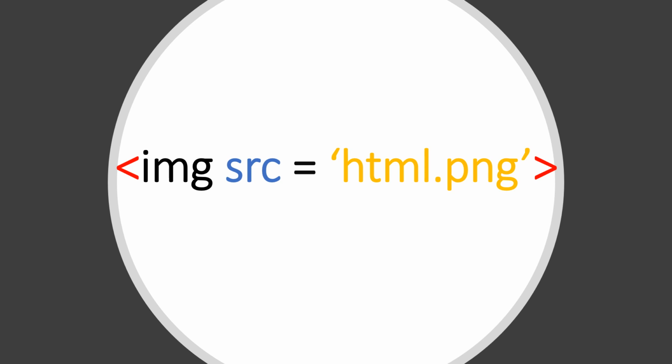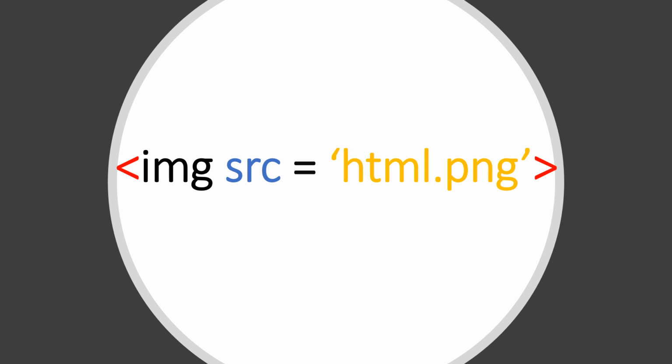For example, if you want to change the color, you can use the color attribute. Now in this case you have the source attribute, the SRC attribute, which will help you to define what the image is. After that you have the equal sign, and then within inverted commas, you have the name of the image, HTML, and .png is what type of file this image is. There are different file formats for an image.